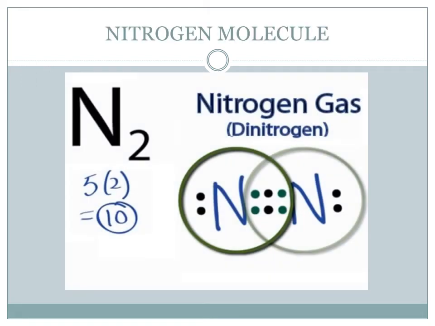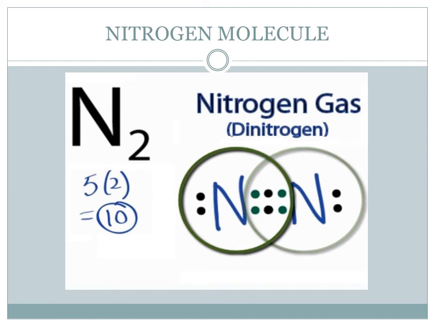Let us see the formation of nitrogen molecule. Nitrogen is a diatomic gas. It has 5 valence electrons. Its atomic number is 7 and it has the electronic configuration 2,5. Each nitrogen atom has 5 valence electrons. You know, a nitrogen molecule is formed by the combination of 2 nitrogen atoms. Since it has 5 valence electrons, it needs 3 more electrons to complete its octet.